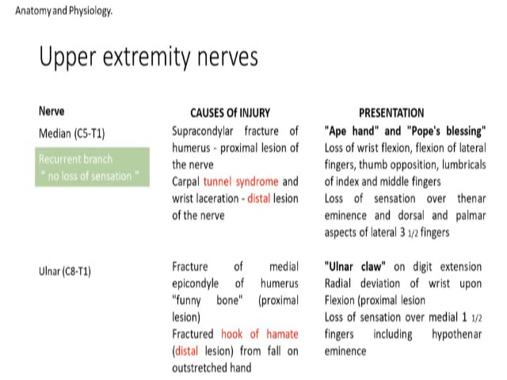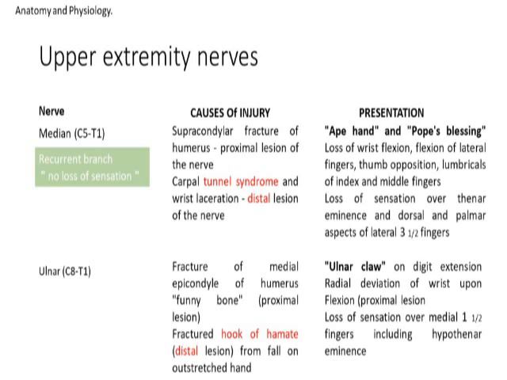We are going to continue with the ulnar nerve. The ulnar nerve goes from C8 to T1, and the etiology of ulnar nerve lesions can be a fracture of the medial epicondyle of the humerus, the funny bone, a proximal lesion, or a fracture of the hook of the hamate, a distal lesion, from a fall on an outstretched hand, like for example in a lesion of the scaphoid.